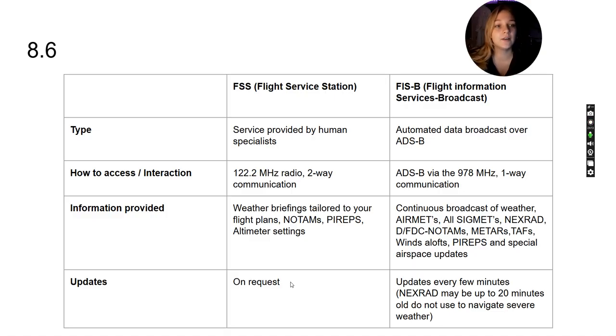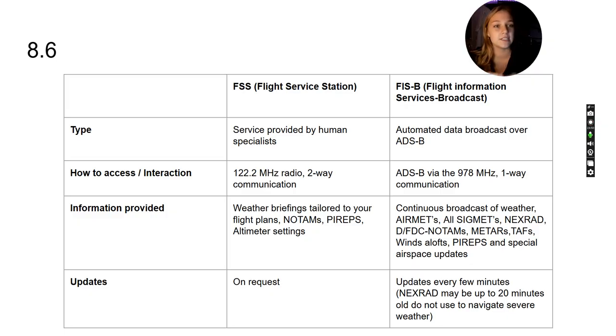So basically, you call in, you tell them your route, and then they go over all the weather with you. So that's what the FSS is. And then the Flight Information Service Broadcast is an automated data broadcaster over ADS-B. So you'll need an ADS-B via the 978 MHz. So it's one-way communication. You're not talking to anyone. It's just continuously broadcasting weather: AIRMETs, SIGMETs, NEXRAD, NOTAMs, METARs, TAFs, winds, PIREPs, and special airspace updates.